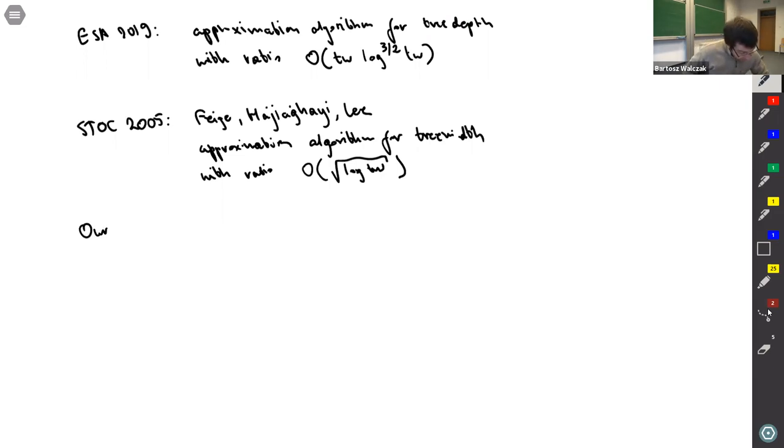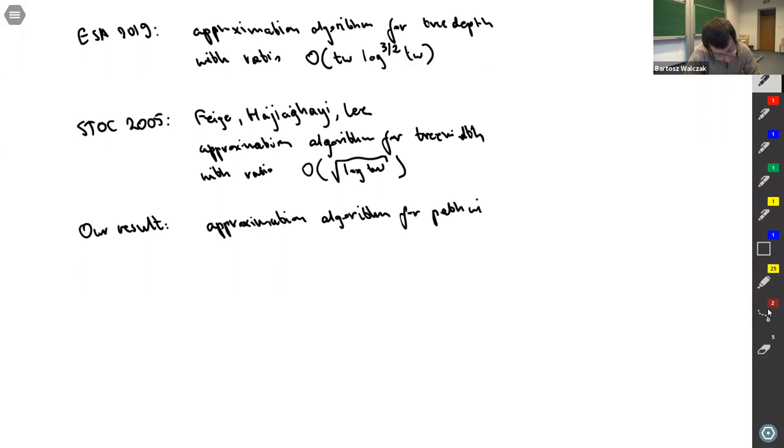So our result, which evolved from this work, which was initially motivated by the question of Kawarabayashi and Rossman, is that we provide an approximation algorithm for pathwidth with an approximation ratio which, like in this result from ESA 2019, depends only on the treewidth. This approximation ratio is treewidth times the square root of the logarithm of the treewidth. This is the first approximation algorithm for pathwidth which depends only on the treewidth. We are not aware of any result of this kind known before.